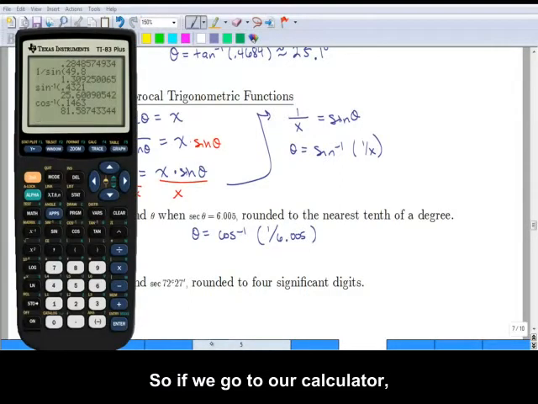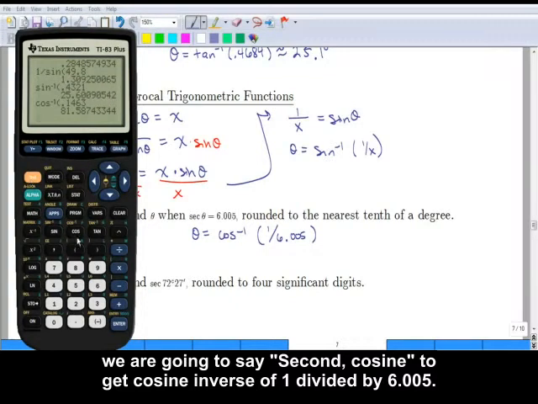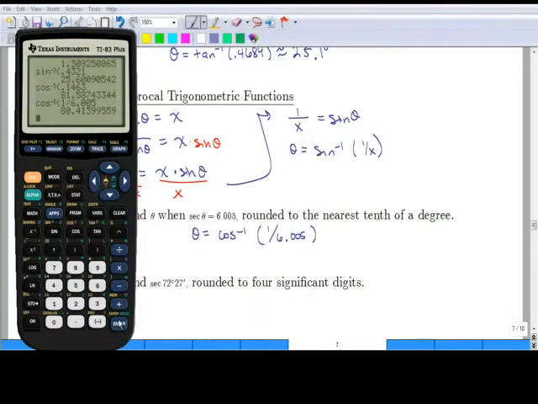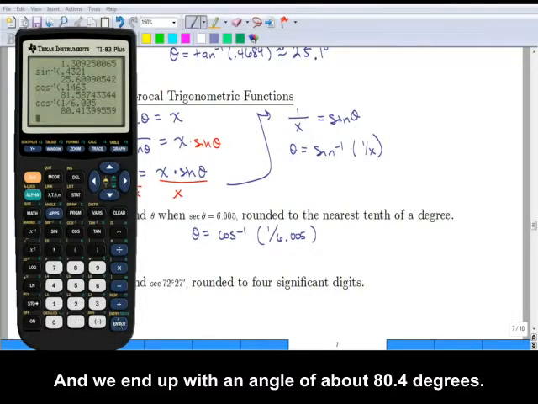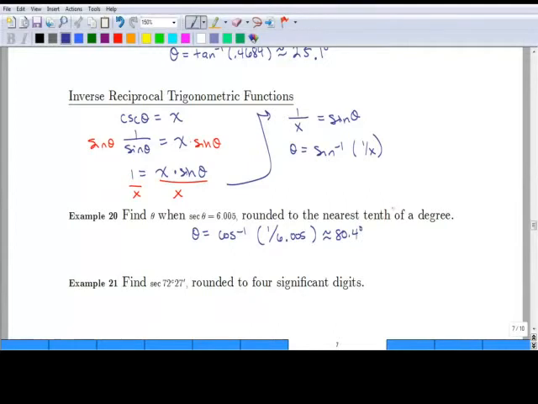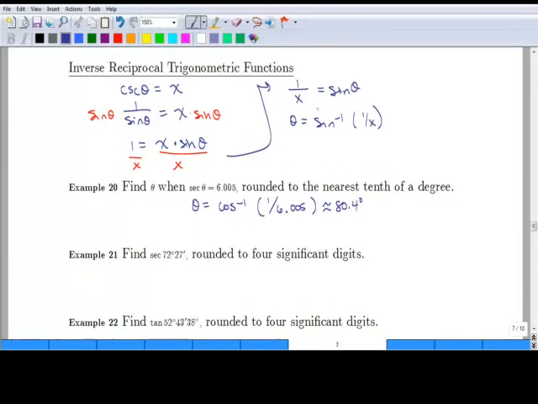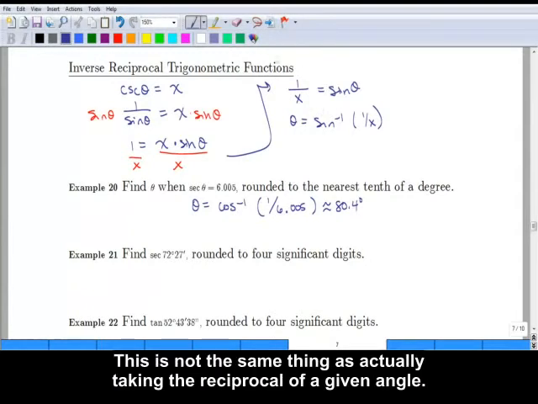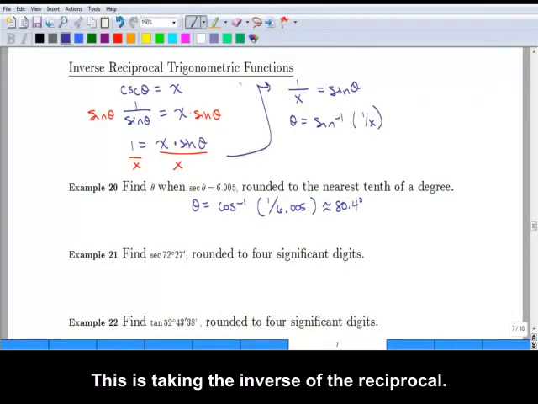So if we go to our calculator, we are going to say second cosine to get cosine inverse of 1 divided by 6.005. We end up with an angle of about 80.4 degrees. Now we want to be very careful. This is not the same thing as actually taking the reciprocal of a given angle. This is taking the inverse of the reciprocal.